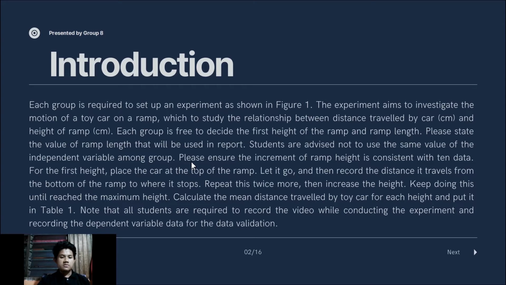For the first height, place the car at the top of the ramp, let it go and then record the distance it travels from the bottom of the ramp to where it stops. Repeat this twice more, then increase the height. Keep doing this until reaching the maximum height. Calculate the mean distance travelled by the toy car for each height and put it in table 1. Note that all students are required to record the video while conducting the experiment and recording the dependent variable data for data validation. Okay, that's all from me.